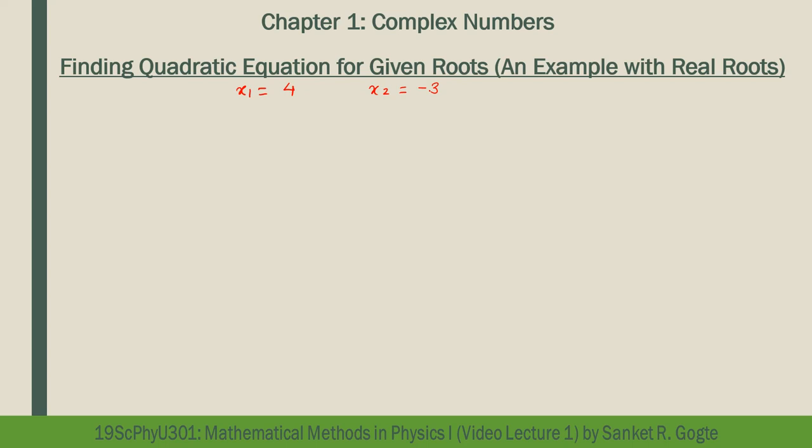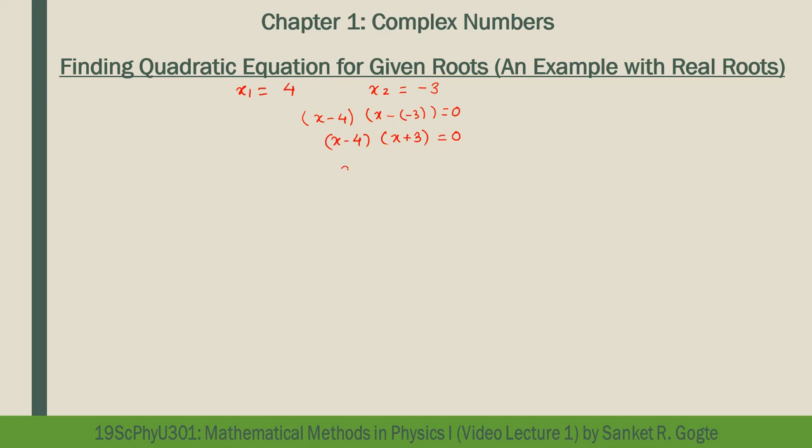the roots. So we know that they are roots, that means the value of the quadratic equation should be equal to 0 at these two given points, and therefore we should have x minus 4 into x minus minus 3 is equal to 0, because these are the two roots of the quadratic equation. Therefore this is x minus 4 into x plus 3 is equal to 0. Now we can easily get the quadratic equation by expanding, by multiplying these two brackets.